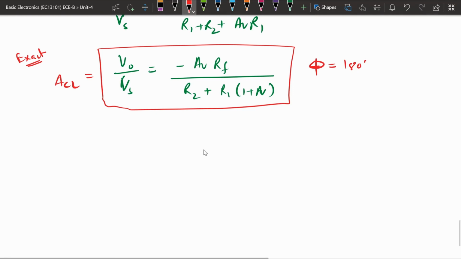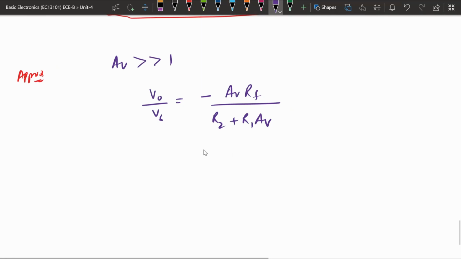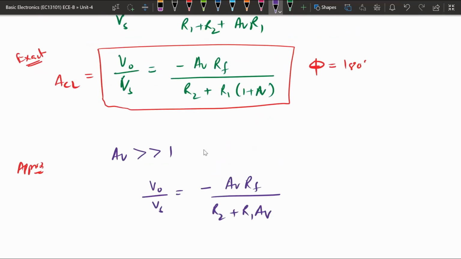So if this was the exact analysis, and we want the approximate analysis, we will consider that Av, that is the gain, is very, very high compared to 1. If gain is very high, then we represent the equation separately: V0 divided by Vs equals Av Rf divided by R2 plus R1. If gain is very high compared to 1, then 1 plus Av will be equal to Av. With Av very high, R2 will be neglected in comparison to R1 into Av.